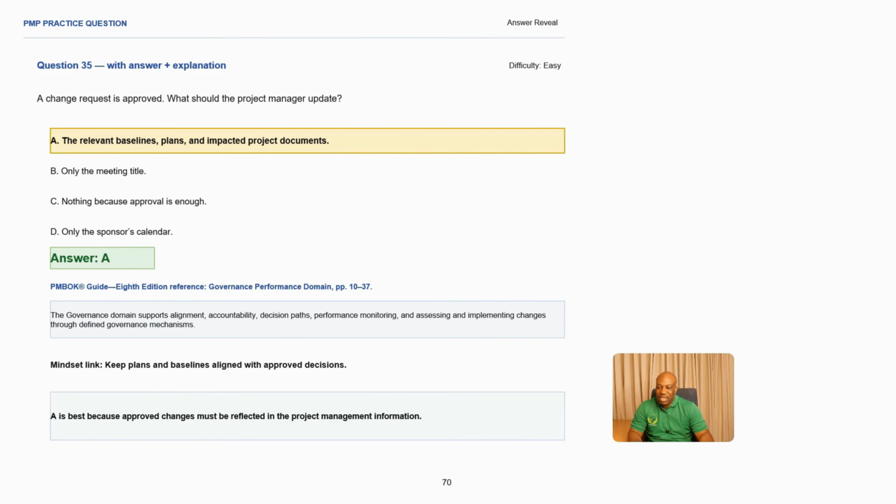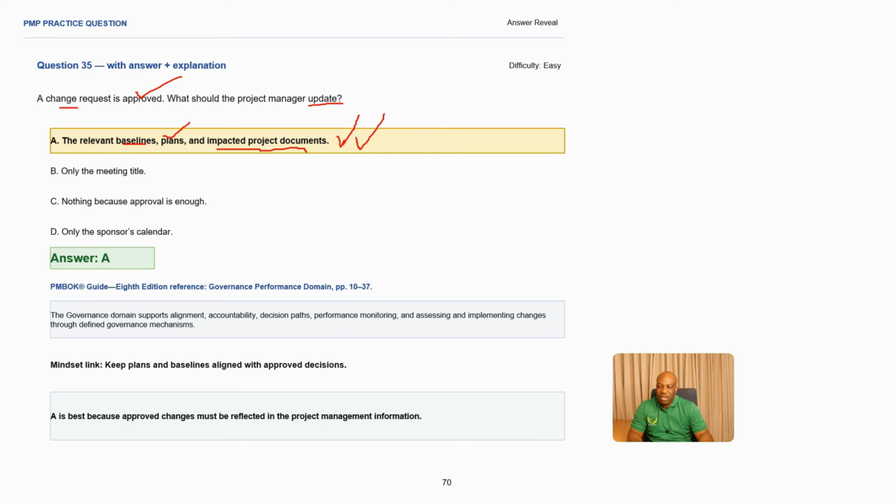So the best answer here is actually A, all right? The relevant baselines must be updated, okay? The plans also must be updated, and also the impacted documents should also be updated. So if a change has been approved, okay, the project manager should always update the baselines, the plans, and also impacted documents.